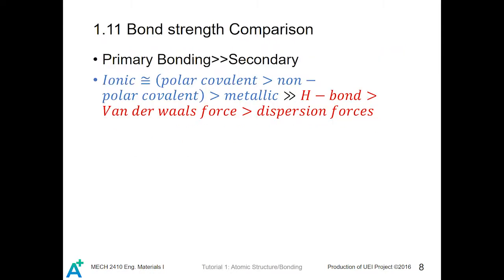In terms of bond strength, primary bonding is much larger than secondary, and you can consider it this way. Ionic bond has nearly the same bond strength as covalent bond, but within covalent bond, polar covalent is higher than non-polar covalent. Ionic and covalent bonds have a higher strength than metallic, and all primary bondings, ionic, covalent, and metallic, are much higher in strength than secondary bondings such as the hydrogen bond. Hydrogen bond is higher than van der Waals force in strength, and van der Waals force is higher than dispersion force.